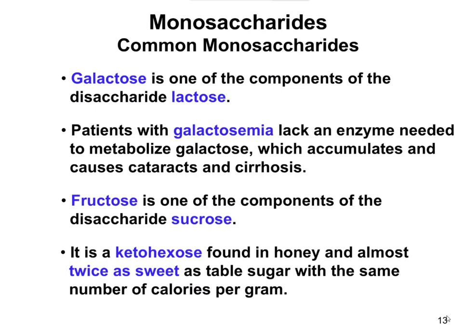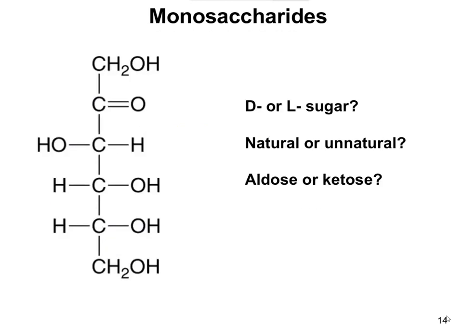Another monosaccharide that is really common is fructose. Fructose, I want you to know, is a ketohexose. So fructose is by far probably the most common ketose that we'll talk about. And it's a component within sucrose. Sucrose is a disaccharide that is a mixture of fructose and glucose. But fructose is very sweet. It's a ketohexose that's found in honey and is really sweet compared to, for instance, table sugar.